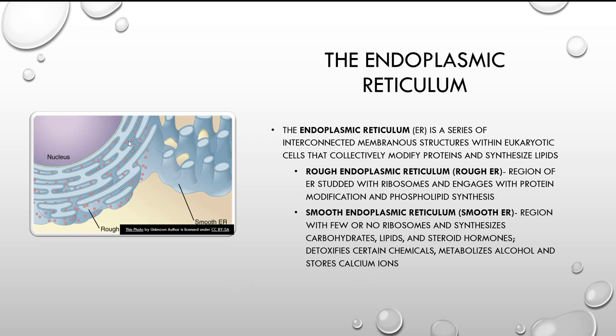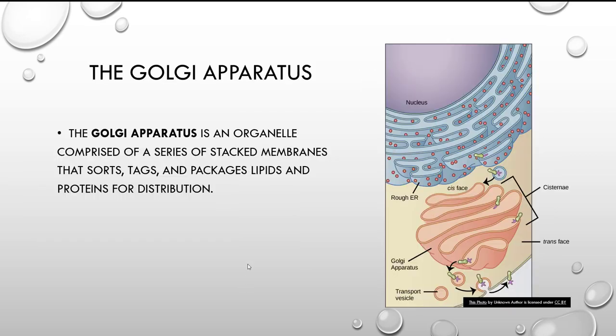Okay. And that's part of our endomembrane system. So our endomembrane system starts with the nuclear envelope, and then here we have the rough ER and the smooth ER. Next, we have the Golgi apparatus. So the Golgi apparatus is detached from the nucleus.